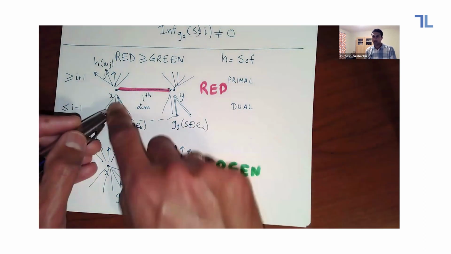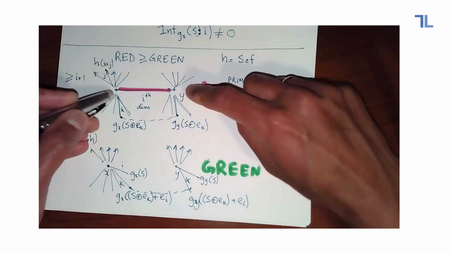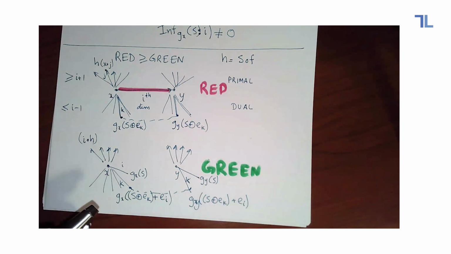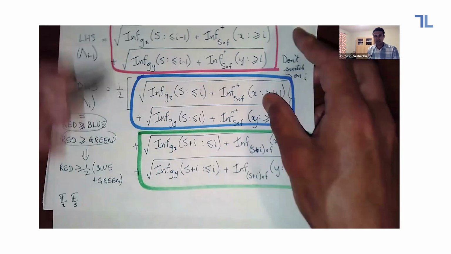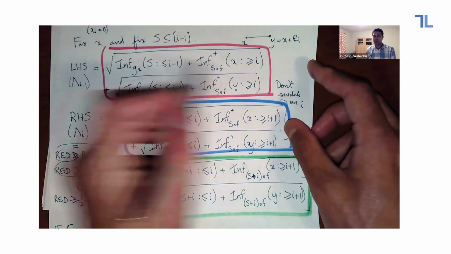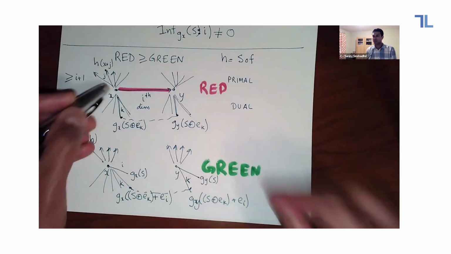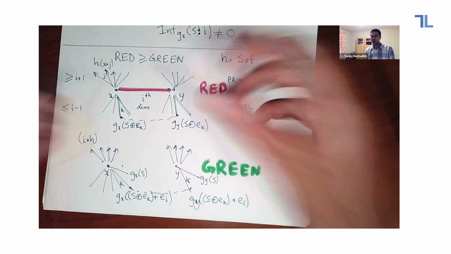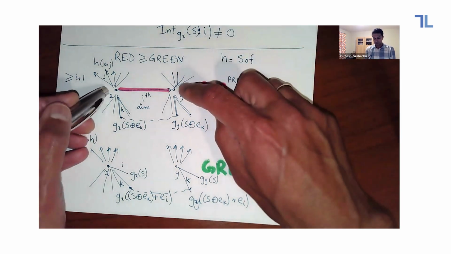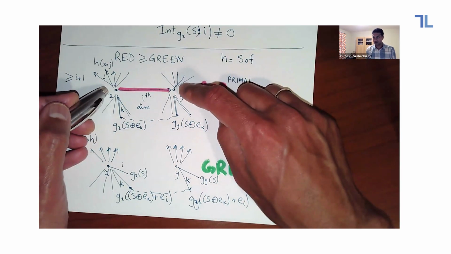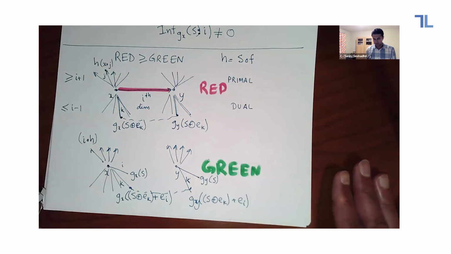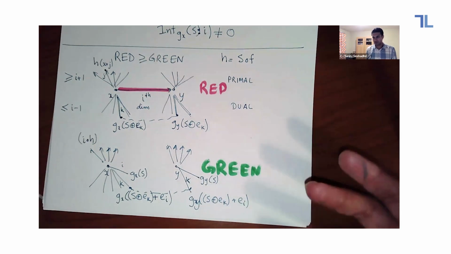Whether you look in the primal or the dual, essentially the difference between the red and the green expressions is that you can forget about this whole primal dual business anymore and just say that you have a star here and another star here, which are paired according to the ith dimension. Go ahead and apply the switch and see what happens to the influences.